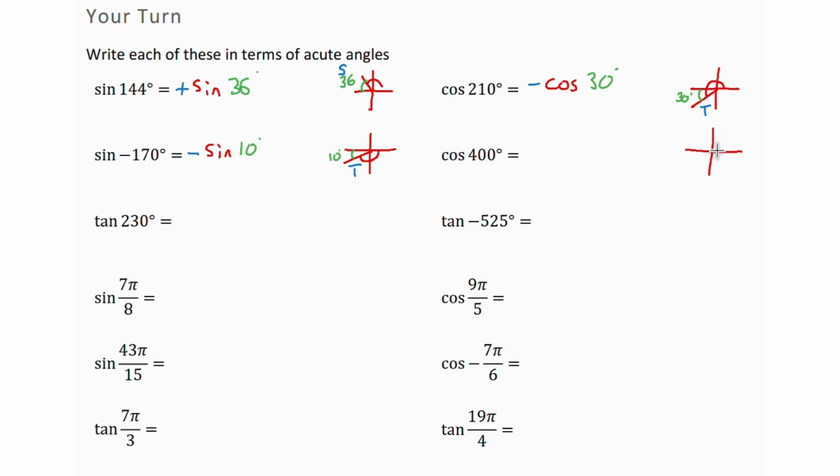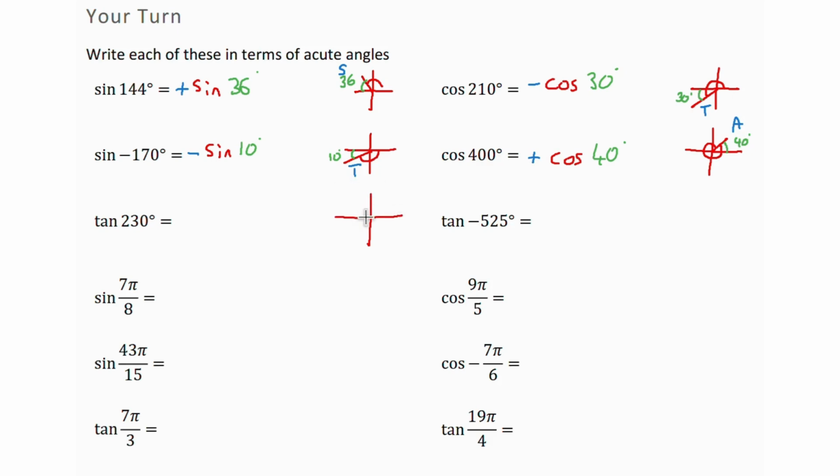Cos of 400. 400 is all the way around to 360 and then back up a little bit. What is the acute angle to the x-axis? This is going to be 40 degrees because we did 360 and then an extra 40 to get up to 400. That means we are related here to cos of 40. And because we are in the all quadrant, it's going to be positive.